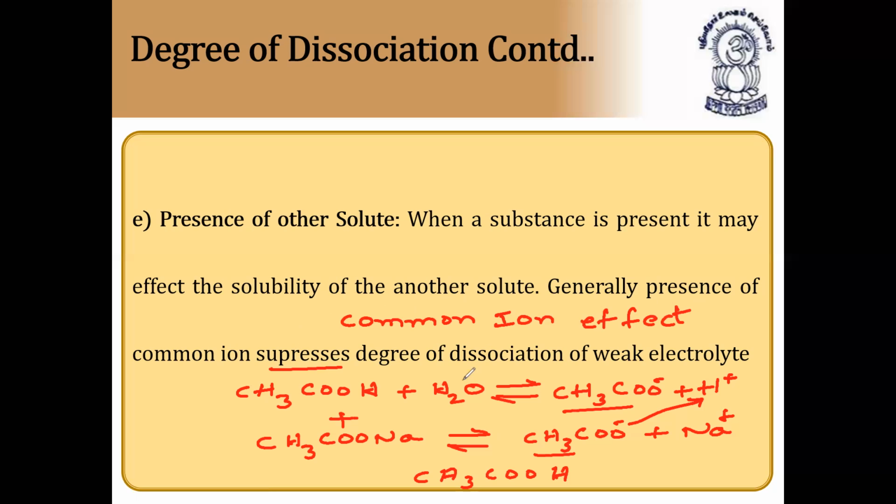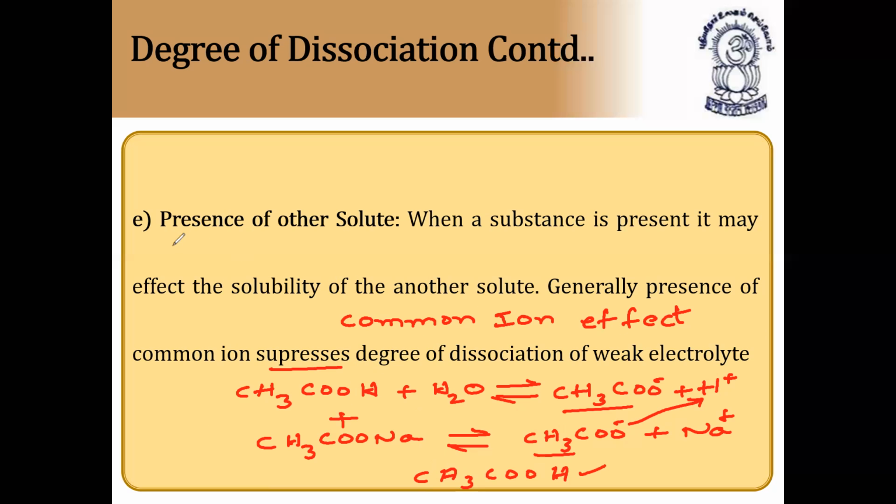To suppress the degree of dissociation of weak electrolytes such as acetic acid, if you add a small amount of sodium acetate, it will suppress the further dissociation of acetic acid, because sodium acetate forms acetate ion and sodium ion. Due to this, the acetate ion combines with the H plus ion of the first case and forms acetic acid again. So the acid's dissociation is being suppressed. This is called common ion effect.